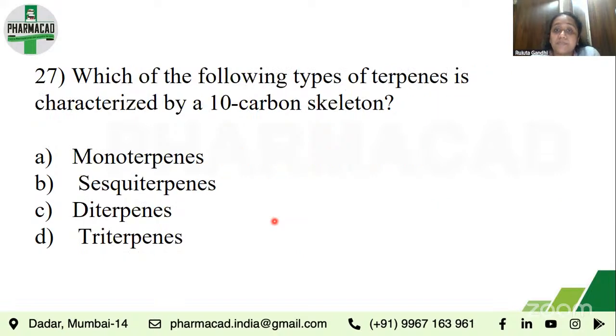Which type of terpene is characterized by a 10 carbon skeleton? Again, this is wrong. It is monoterpene. Sorry, it has come out as wrong. It is monoterpene and not terpene. I will just highlight it. The answer to this is monoterpene. C15 is sesquiterpene, mono is C10. Okay, answer to this, please mark. It is monoterpene, which is C10.